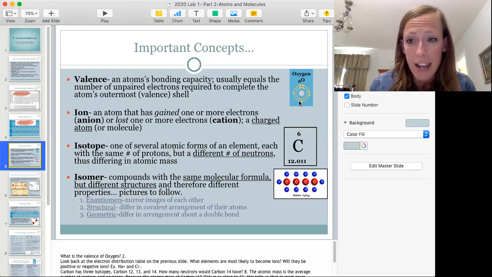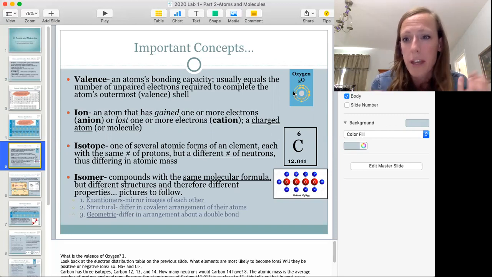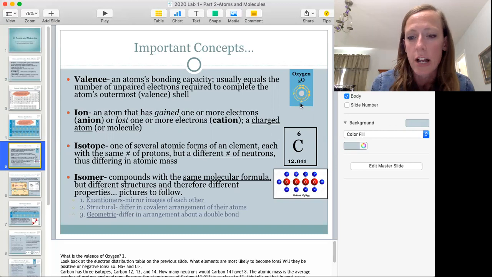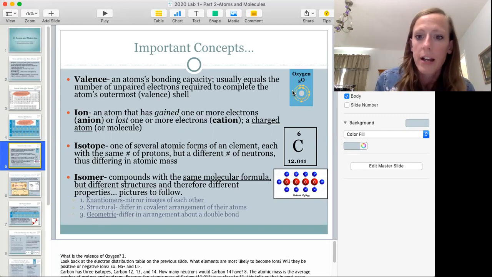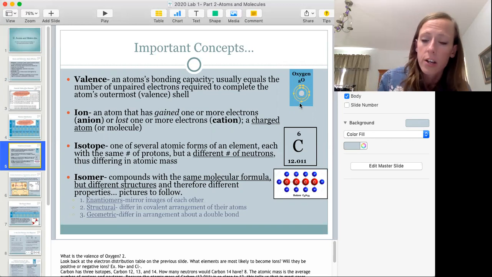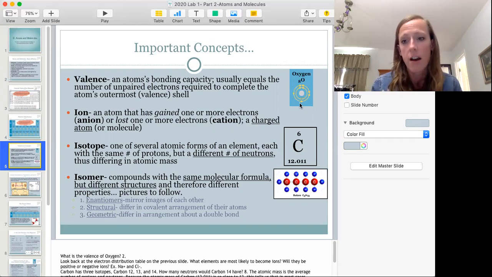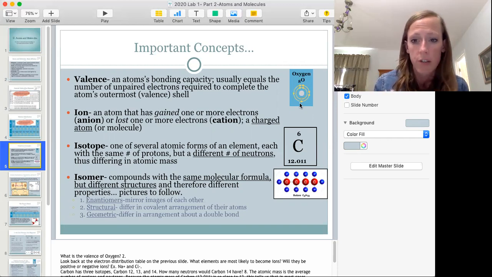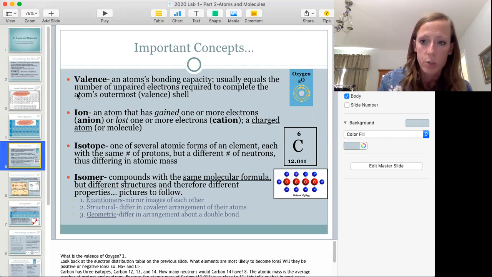And it wants to get 8 in that outer shell. So it's going to want to be bonding with other things that can then share their electrons with oxygen to form bonds. So the valence of oxygen is going to be 2, because there are 2 unpaired electrons which are required to complete oxygen's outermost shell, or valence shell. Okay, so we'd say its valence is 2.